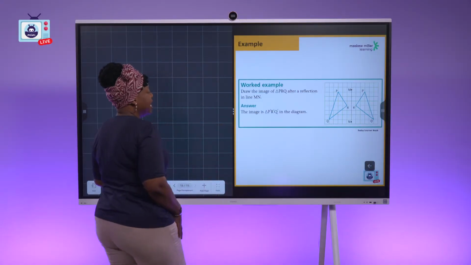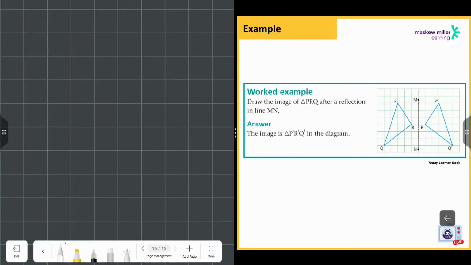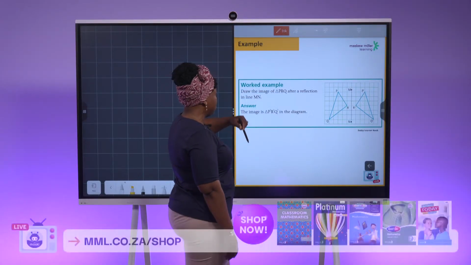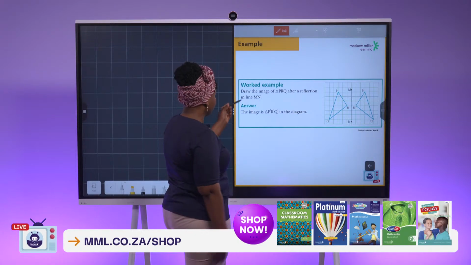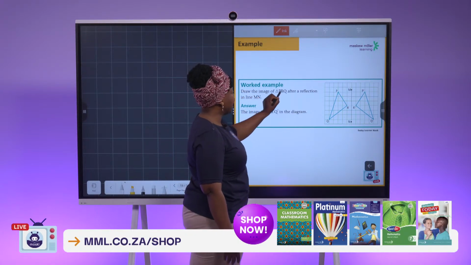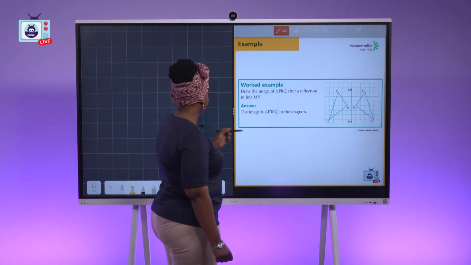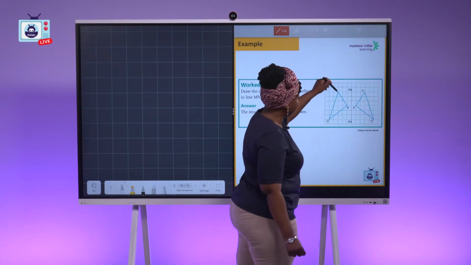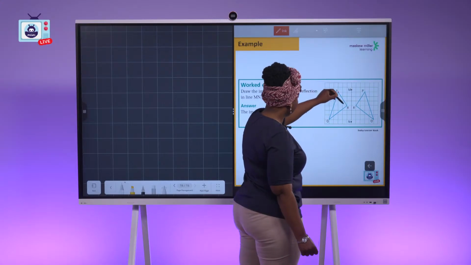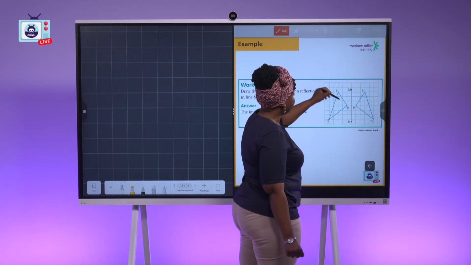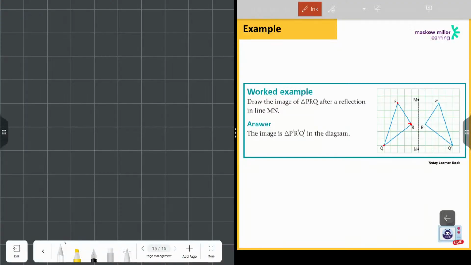That's what we have. So an example there, which is also taken from our textbook, shows that every time there's a reflection, we have a line which we call a mirror line, or the line that shows the image. Here they say, draw the image of triangle PRQ after a reflection in line MN. If I had this triangle PRQ, and I want to draw the reflection, I just need a line that will act like my mirror line, and then I move each and every point to the other side so that it has equal distances.